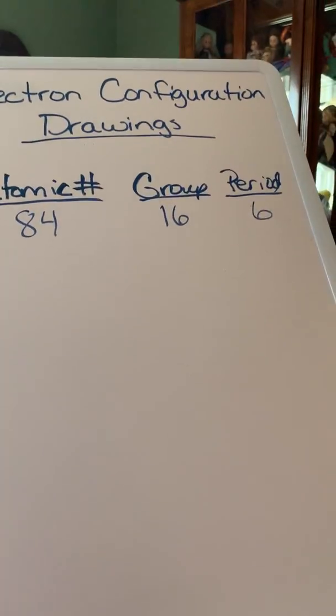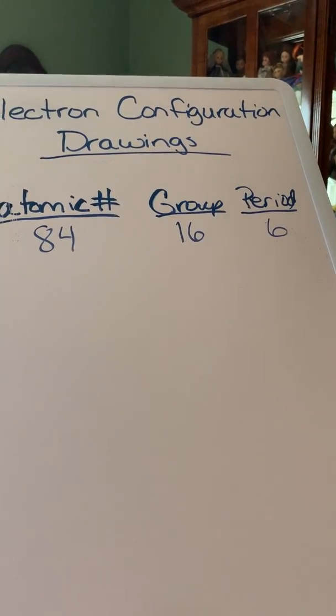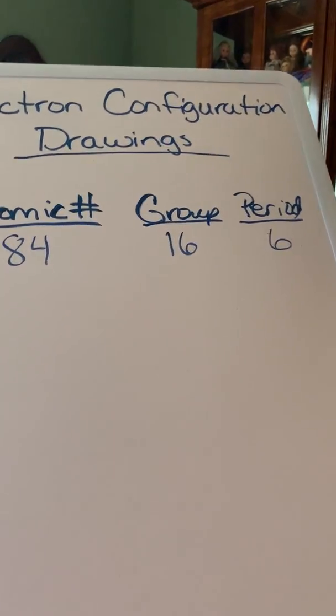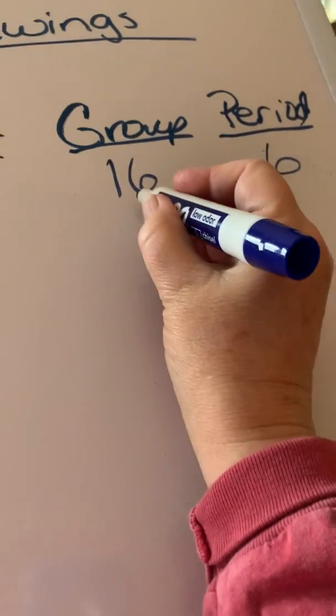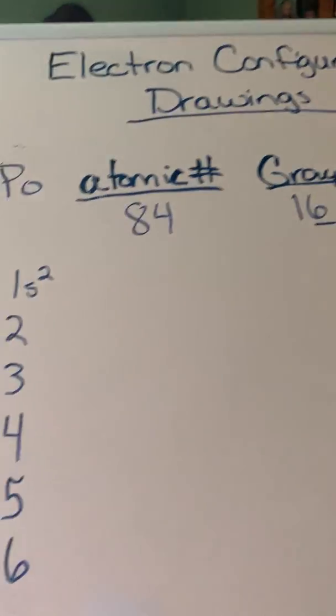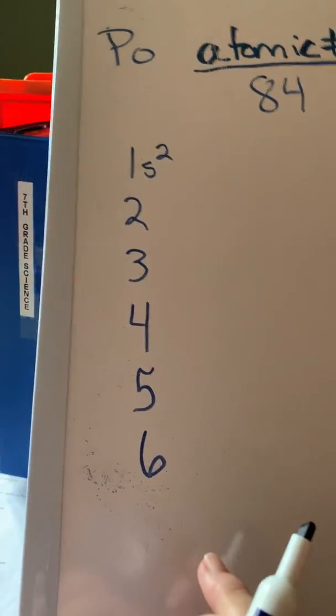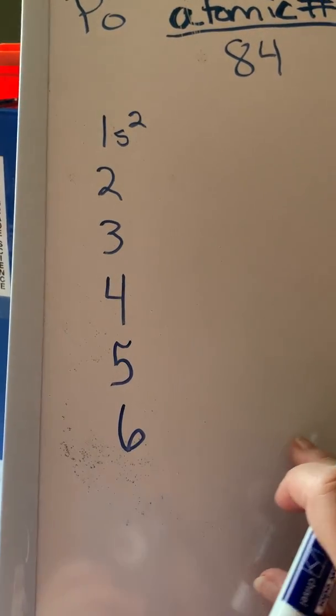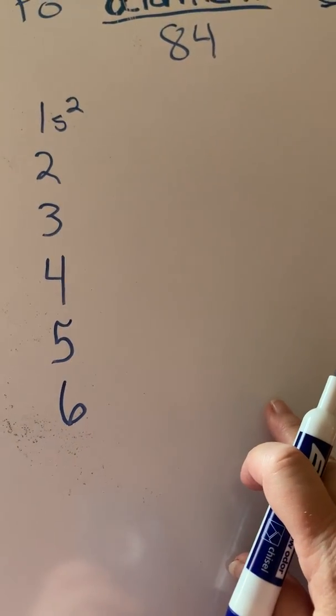Let's go back up to the group number. It's in group number 16. Group number 16 has a 6 right there. What does that 6 tell you? I'm waiting. Yes, how many valence electrons there are. So I know that I have to have 6 electrons accounted for down here.